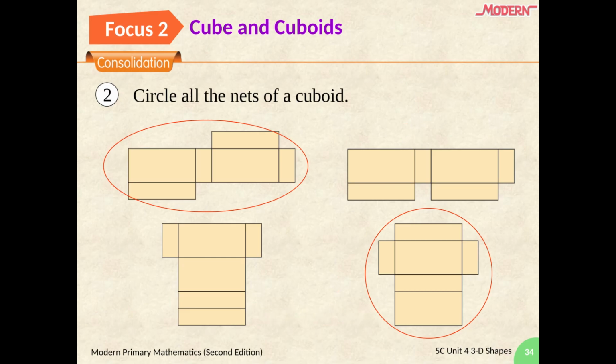Now for the cuboids. Remember the sandwich rule? You need 3 pairs of matching rectangles. Look at the top left. Those long rectangles will match up perfectly. Top right? Looks suspicious. Bottom right. Those squares are in the right spots to be the ends of the box. We have 2 valid cuboid nets here. It's all about checking for those matching pairs.